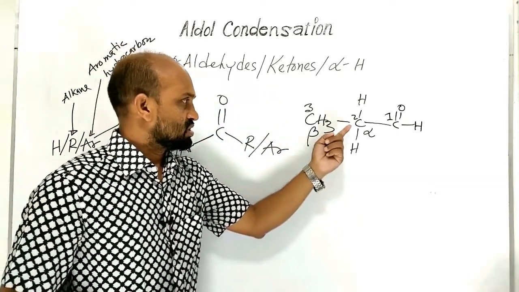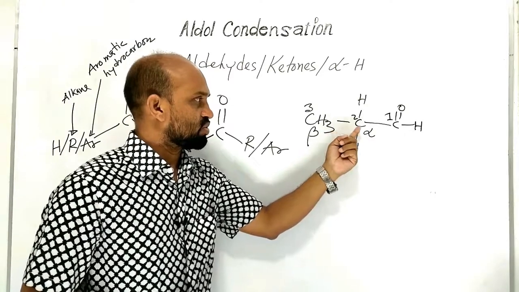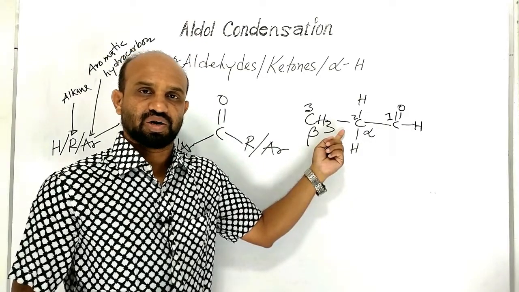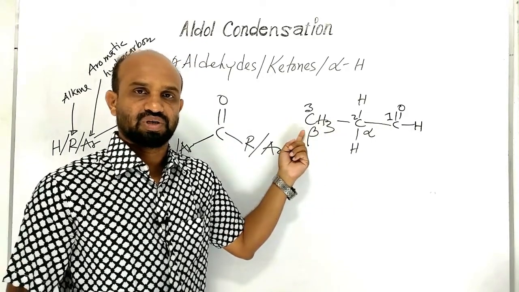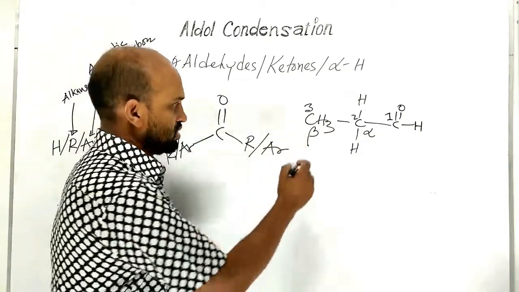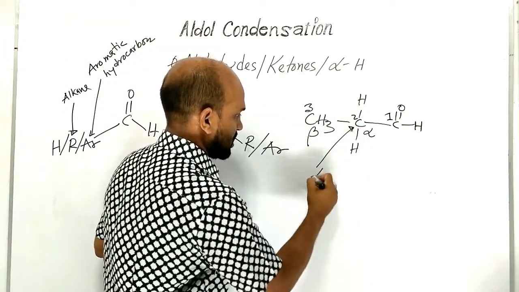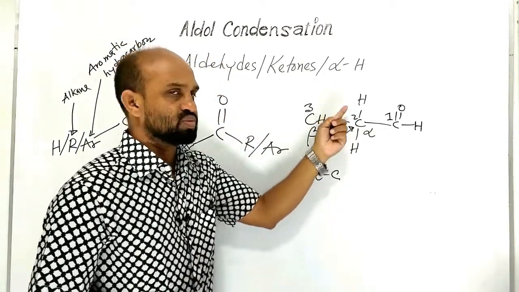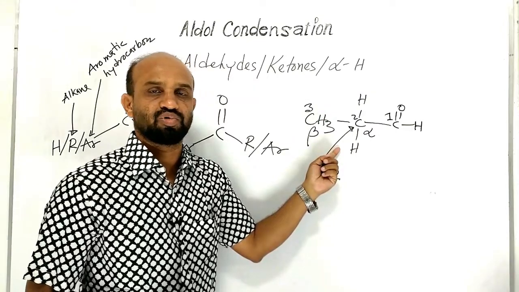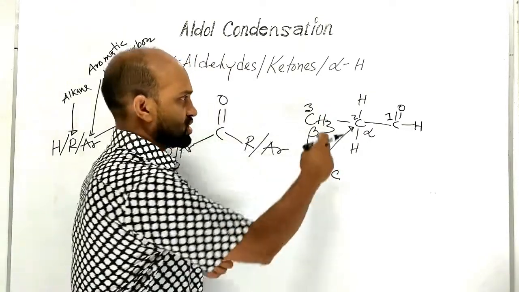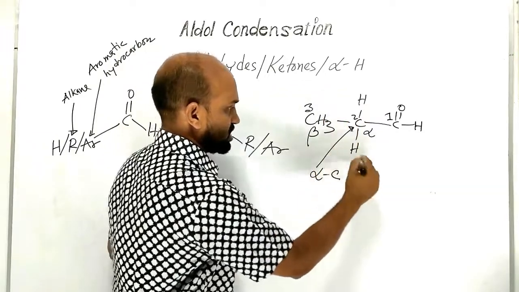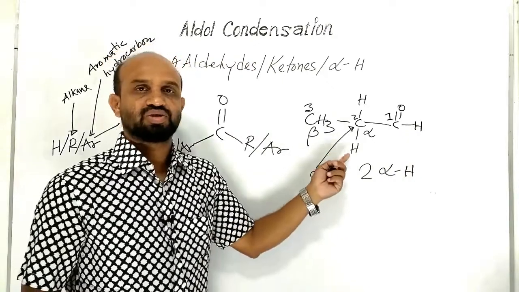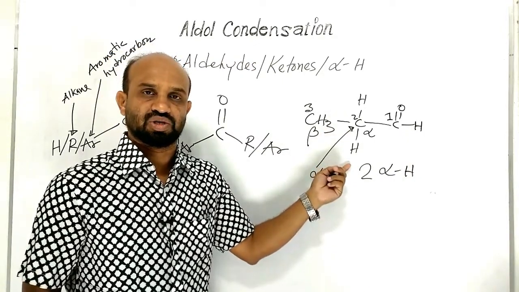That is, the carbon which is linked up with functional group carbon is mentioned by alpha, next carbon beta, and so on. So this carbon is alpha carbon, and the hydrogen atoms that are linked up with alpha carbon are called alpha hydrogen. Here 2 alpha hydrogen atoms. These 2 atoms are alpha hydrogen atoms.